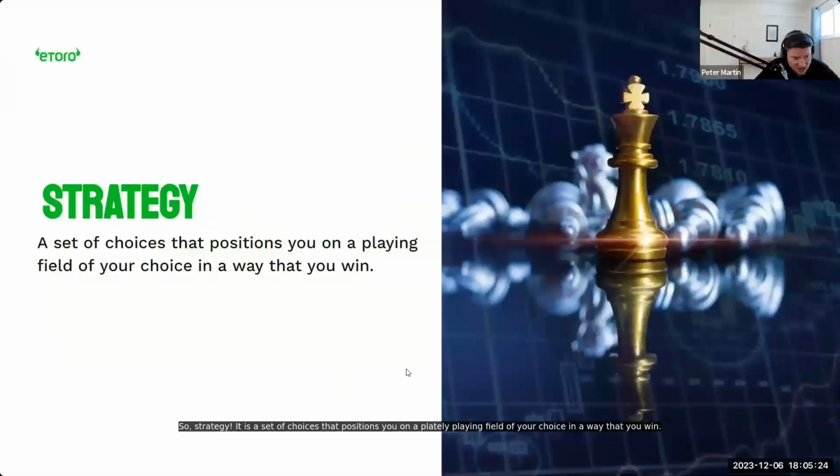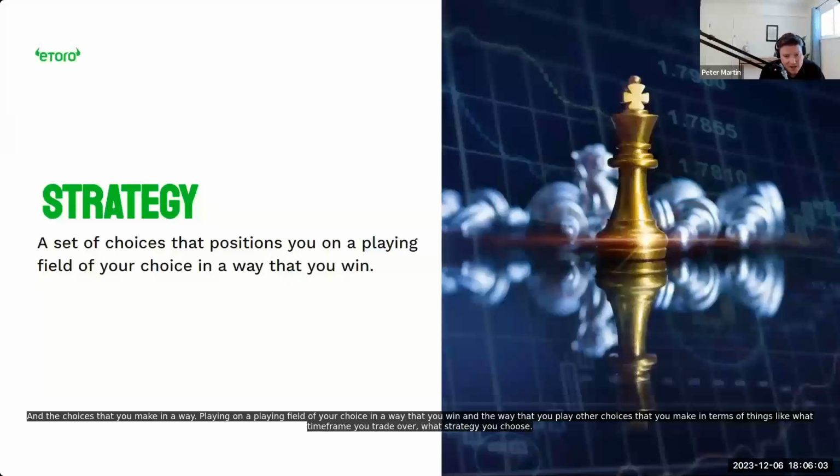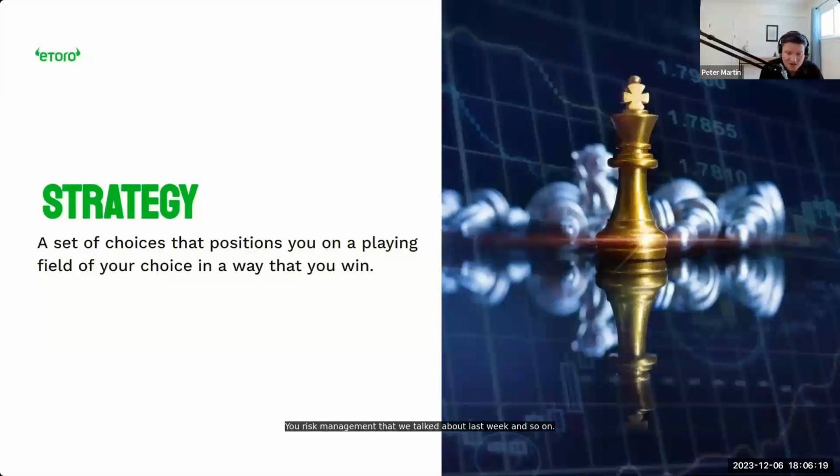So, strategy. It is a set of choices that positions you on a playing field of your choice in a way that you win. This definition of strategy actually comes from the Harvard Business Review, as a definition for business strategy, but I think it applies nicely to trading also. When we're talking here about the playing field of your choice, that playing field is the markets that you choose to trade. And the way that you play are the choices that you make in terms of things like what time frame you trade over, what strategy you choose, your risk management that we talked about last week, and so on.